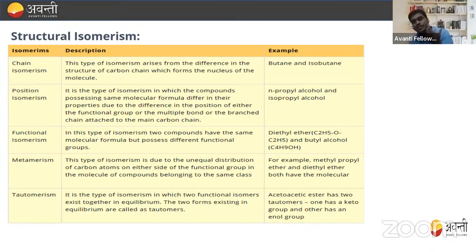For example, butane and isobutane, propyl alcohol and isopropyl alcohol, and diethyl ether and butyl alcohol are examples of functional isomerism. For metamerism, examples are methyl propyl ether and diethyl ether, both having the same molecular formula. And acetoacetic ester has two tautomers, one with a keto group, another with an enol group. So these are examples of tautomerism, right?